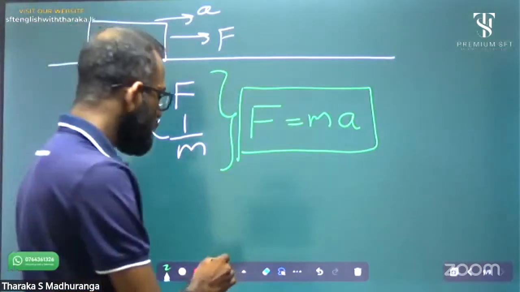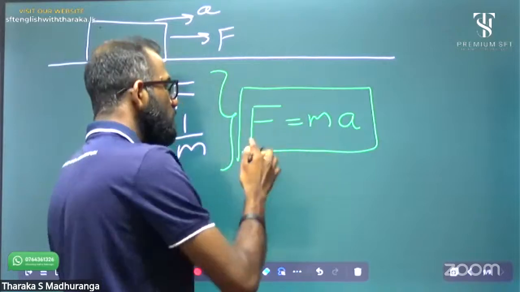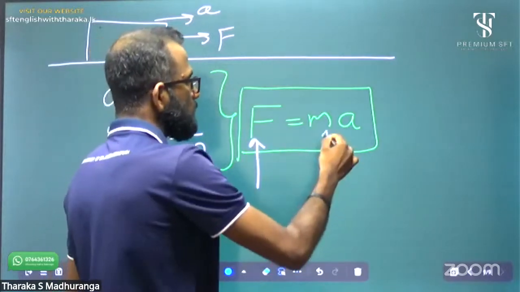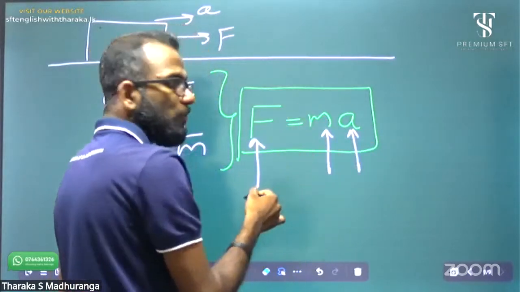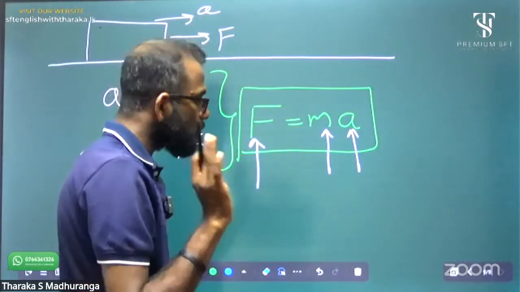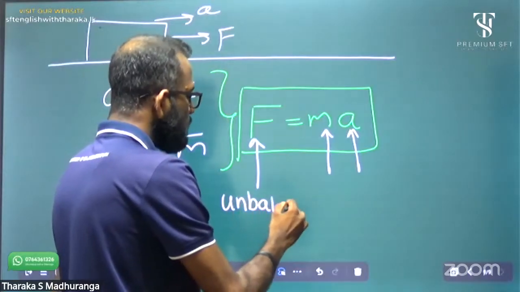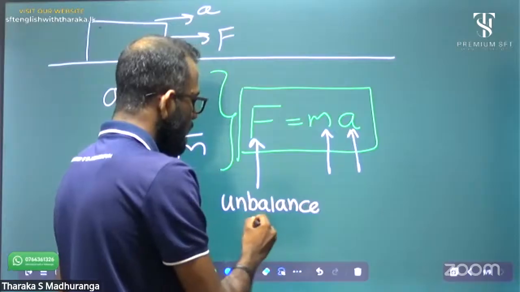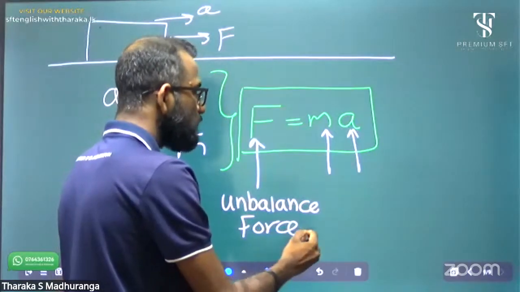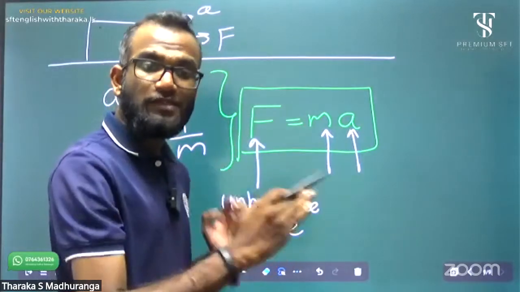Not only that, you have to define each term. You don't need to explain. Define means what the terms are, their names. What is F? F is not just force. If you write force, you are wrong. F is unbalanced force or resultant force. It's always the resultant force, not the applied force.